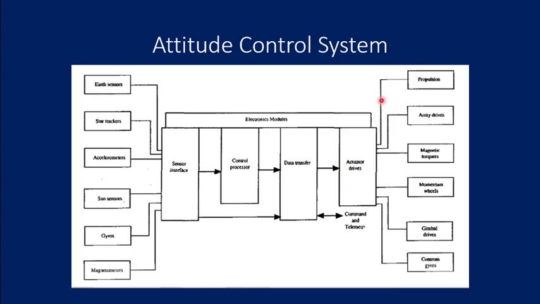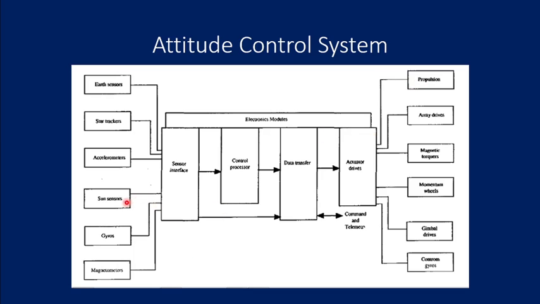Then we have the output blocks, or the actuator drives here. For example, let us say that while launching a spacecraft, we are slightly moving away from the required trajectory. Then the sensor interface will sense using the accelerometer and give the command to the actuator drive, and propulsion is corrected with respect to that.